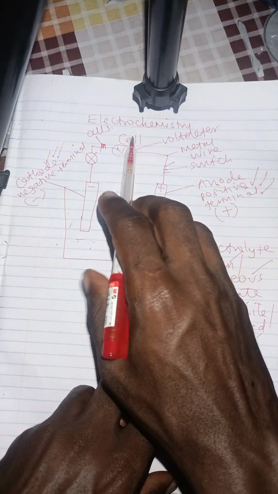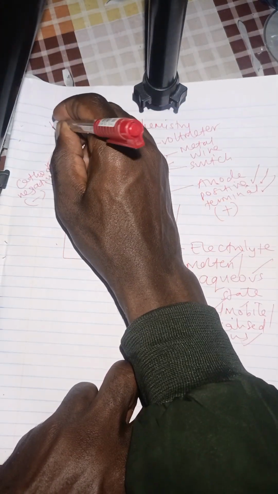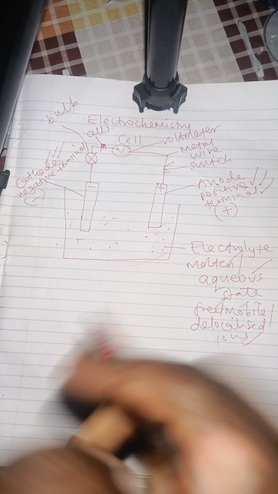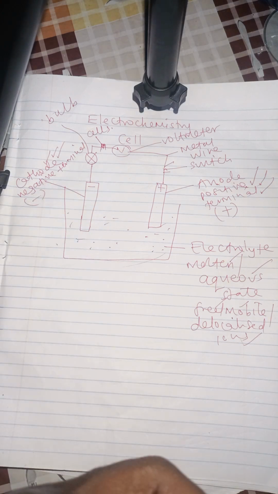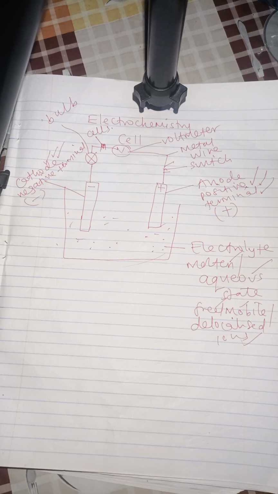And of course, this must include a bulb that must actually be able to light, confirming that the current is passing through this arrangement. And the voltmeter allows us to record the amount of voltage passing through this cell arrangement.